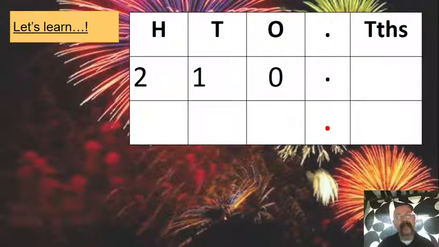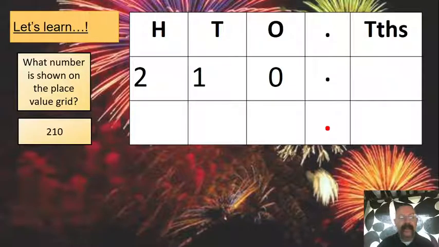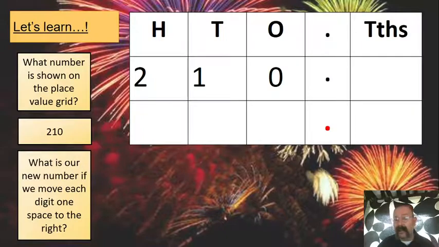Okay, let's have a look at this example. So we've got our place value grid in front of us. What number is shown on the place value grid? So it's a 3-digit number. We've got our hundreds, tens and ones. So hopefully we can all recognize that as being 210. If we divide the 210 by 10, then each digit needs to move one place to the right. So what number do you think we are left with?